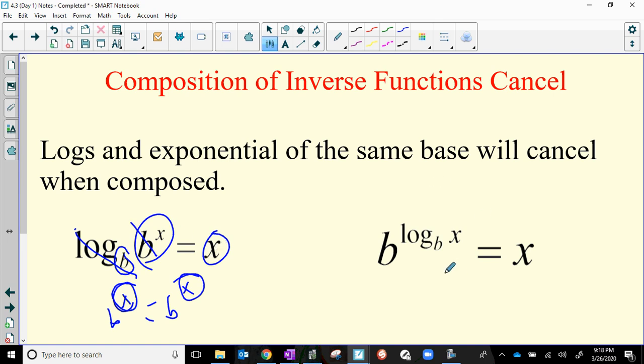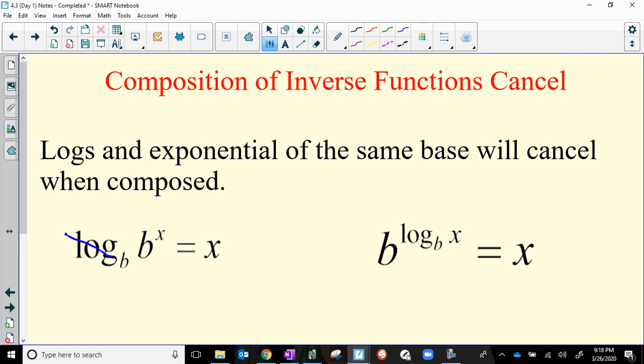Same thing here. B raised to a power. That power is some power you would raise b to get x. So this whole thing's just got to be x. So they cancel each other out. So in your brain, when you see the base of the log and the base of the exponent the same, you just have this piece left over. If you have the base of the exponent first, and you get the base of the log, then it's just this number here.